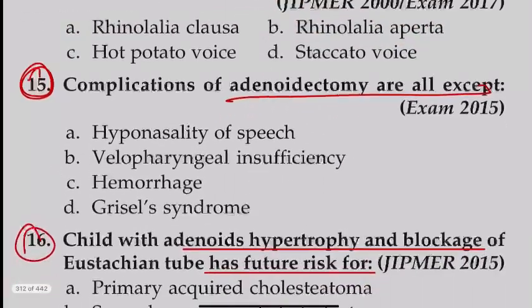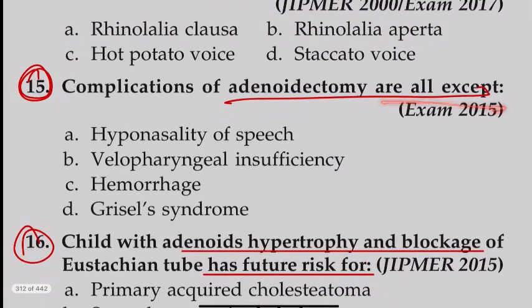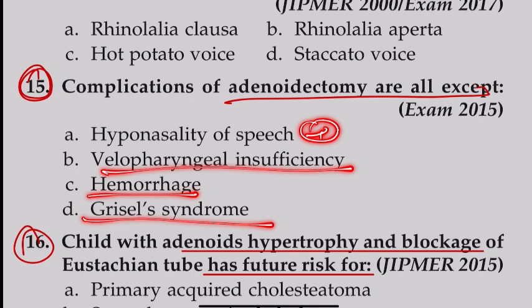The complications of adenoidectomy are all except hyponasality of voice. Hyponasality of the voice is not a complication of adenoidectomy, right. Pharyngeal insufficiency, yes. Hemorrhage, yes. Grisel syndrome, that's right. So all are complications except hyponasality of voice, right.